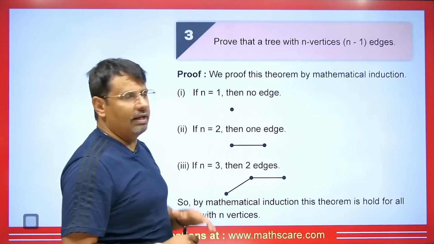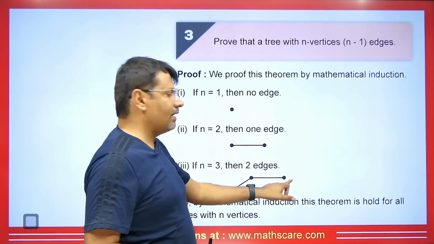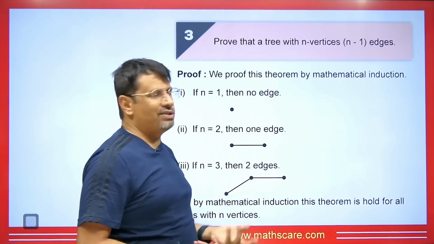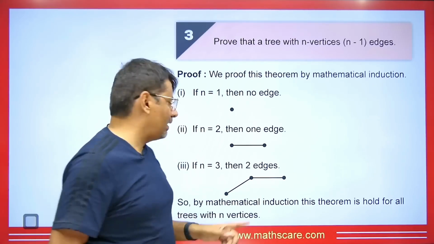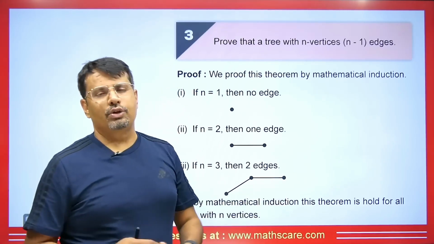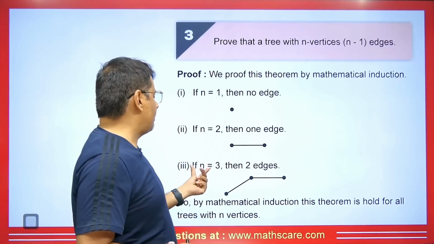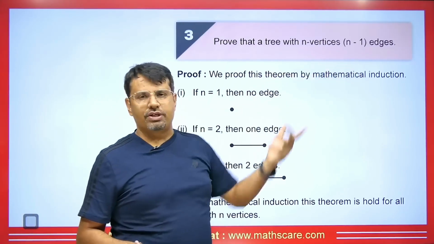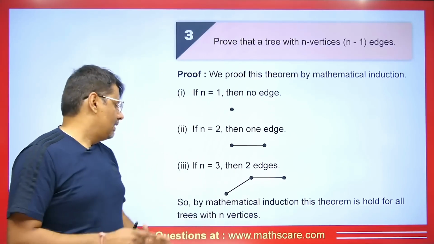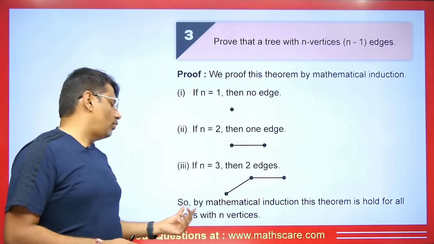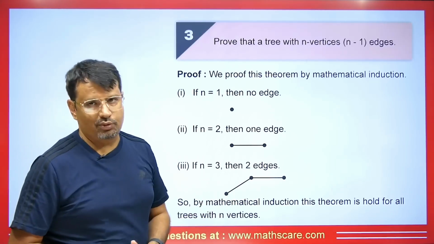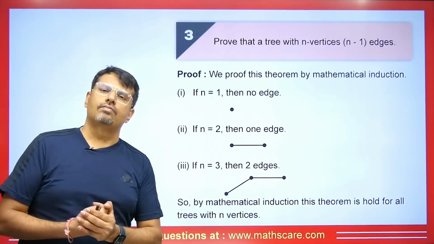If we take n is equal to 3, then we will have this and this, right? So we will need 2 edges to connect these 3 vertices. There cannot be 3 edges. If we try to draw a third edge, then this won't be a tree. This will be a graph, a closed circuit. We will keep n equal to 3, then 3 minus 1 is 2. So it fits perfectly. By the mathematical induction, this theorem holds for all trees with n vertices. So in this way, we can easily prove it here.